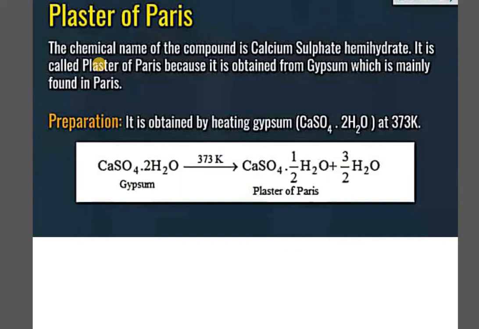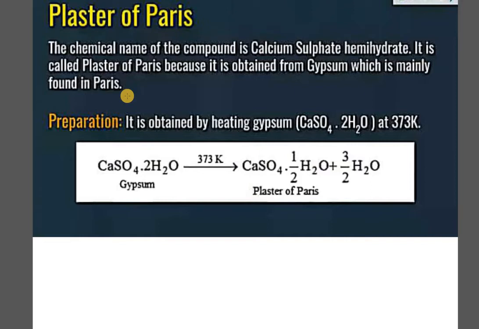The chemical name of the compound is calcium sulfate hemihydrate, since it contains half a water molecule of crystallization, and it is called plaster of Paris because it is obtained from gypsum, which is mainly found in Paris. That's why its name has been given as plaster of Paris.